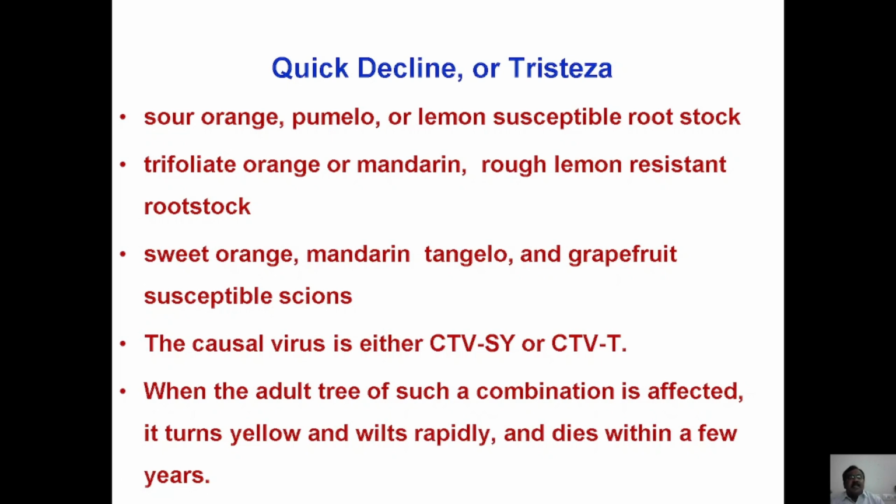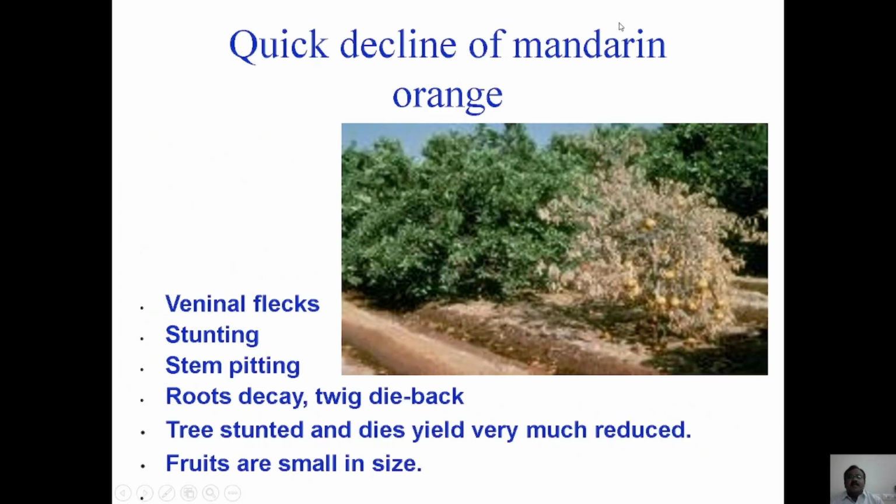Similarly, sweet orange, mandarin, tangelo, and grapefruit are susceptible scions. And the causal organism is Citrus tristeza virus. When the adult tree of such a combination is affected, the leaves of the affected tree turn yellow, and the entire plant will wilt rapidly and die within a few years of infection. And this is the typical quick wilt or quick decline affected mandarin orange.